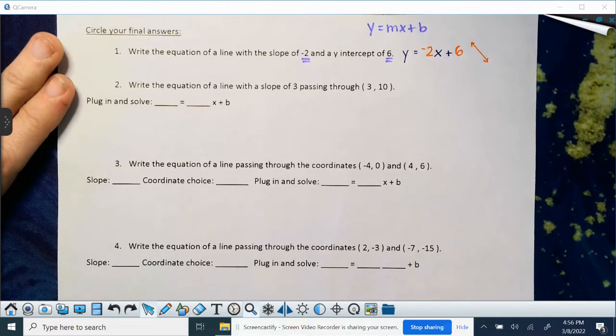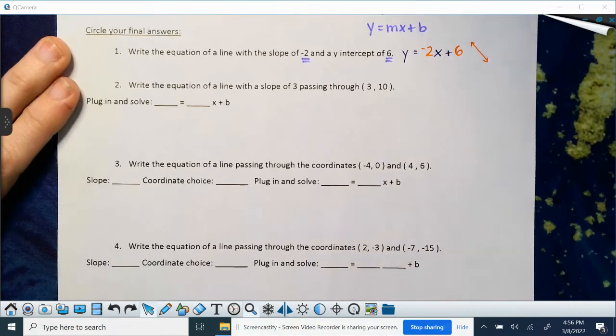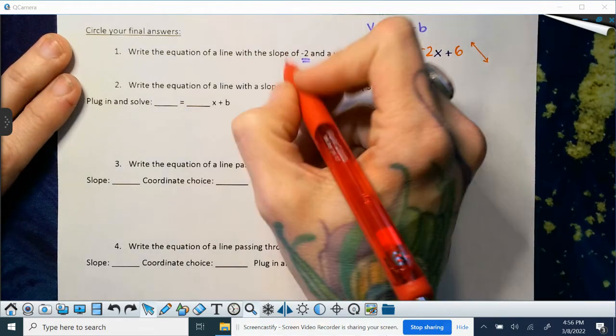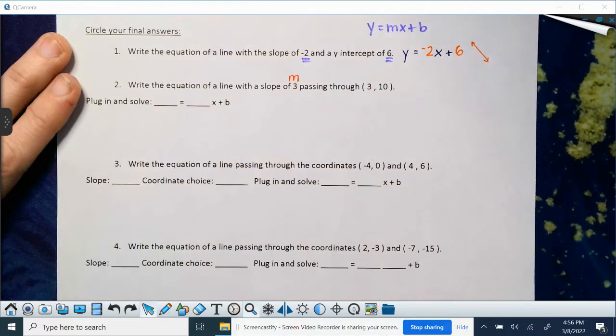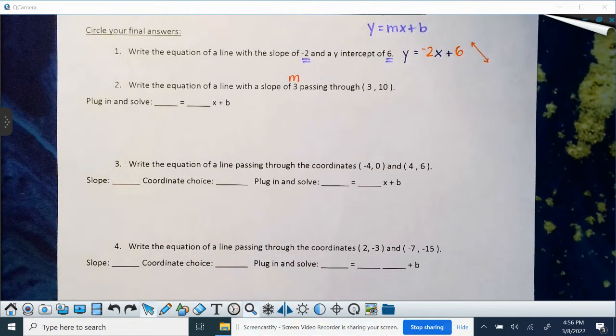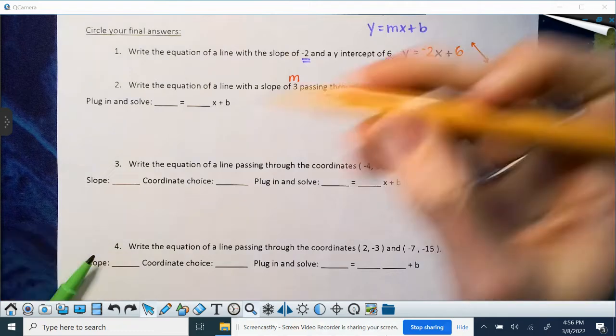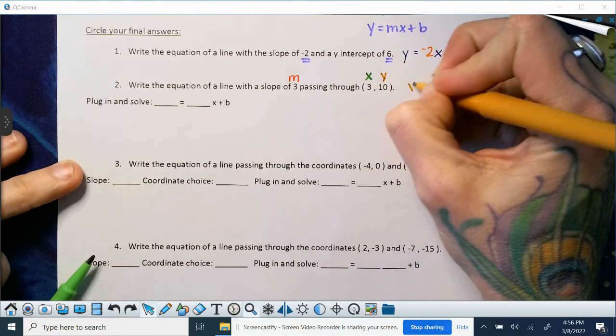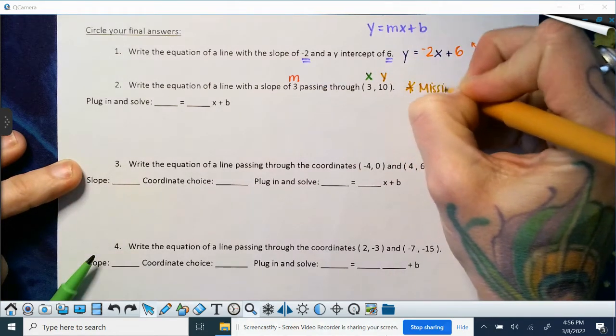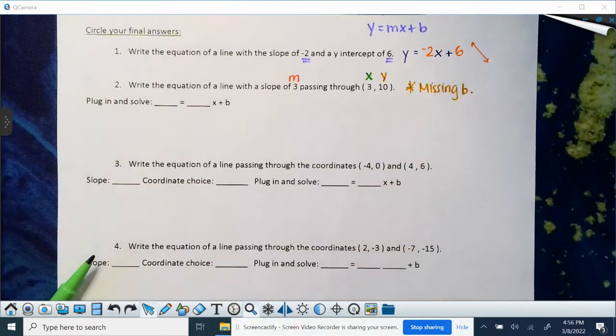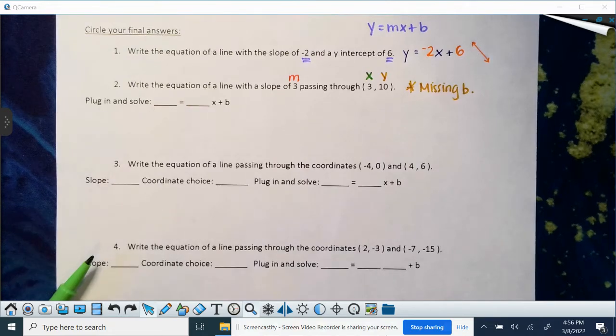Now write the equation of a line with a slope of 3 passing through (3, 10). So we have our slope, which we know is our m value. We have a coordinate, which is not our b value, but it is important because this is our x and our y values. And now we are missing the b value. Because remember, you need an m and a b, or a slope and a y-intercept, to be able to write the equation of a line.